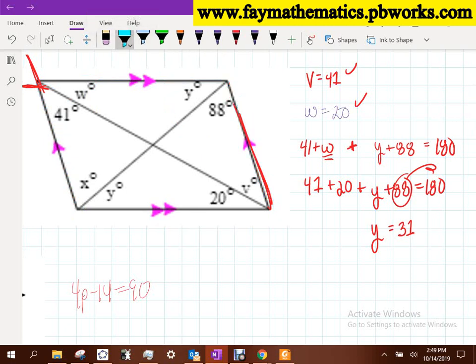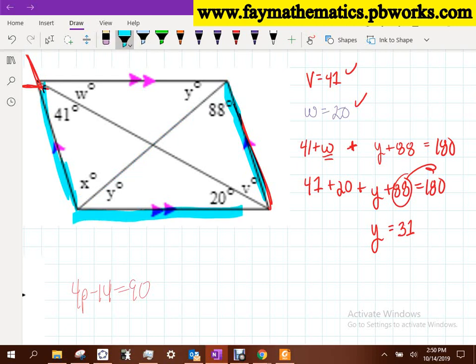Can I do the same thing down here? Or maybe look at those two. Maybe it's easier to look at those two and say, okay, if I look at those two parallel lines and that transversal, X has got to be what? X has got to be 88. But, like I said, that's not the only way you can do it.